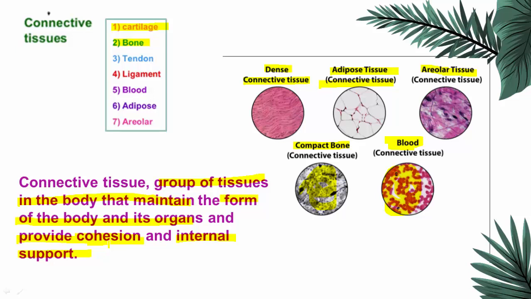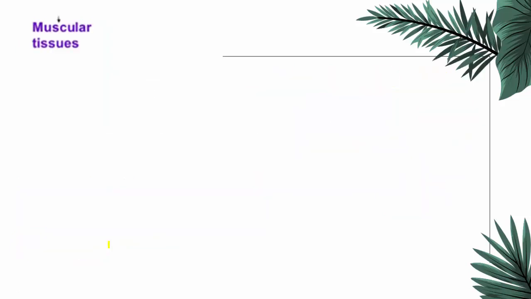One is they connect the different body parts, and second, they maintain the body form. The appearance of every organism is maintained with the help of connective tissues. So moving to the next one, muscular tissues.